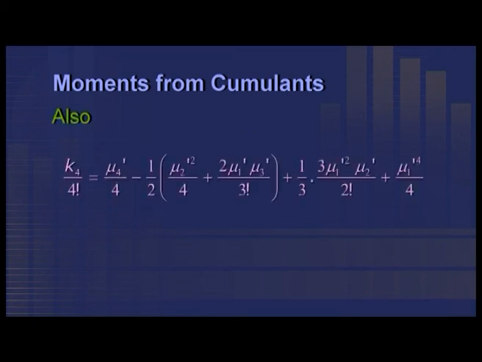Also, k4 divided by 4 factorial is equal to mu4' divided by 4 factorial minus half into mu2' squared divided by 4 plus 2 mu1' mu3' divided by 3 factorial, plus 1 divided by 3 into 3 mu1' squared mu2' divided by 2 factorial, minus mu1' to the power 4 divided by 4.